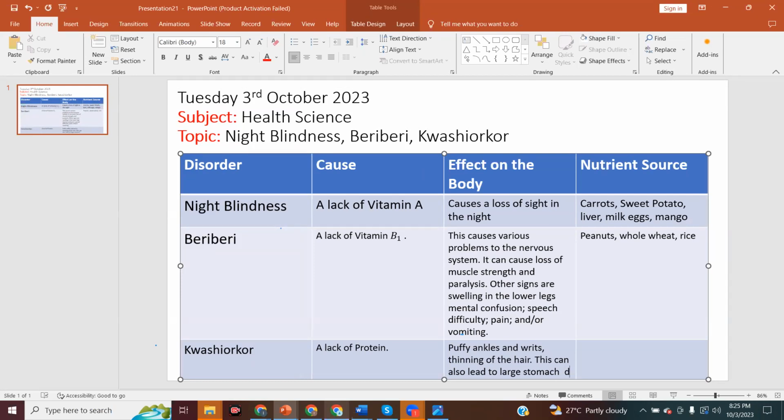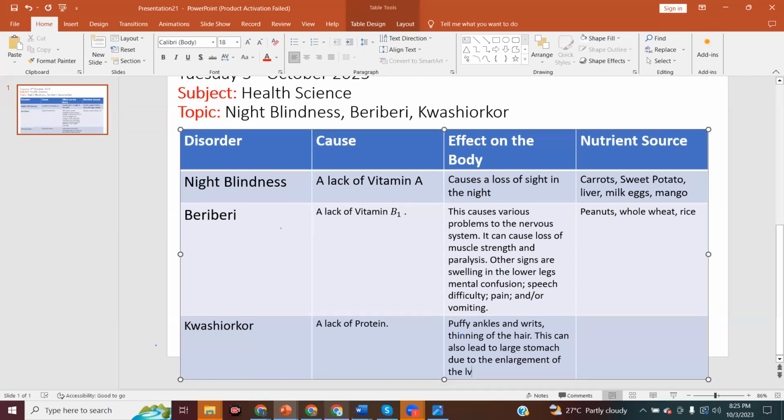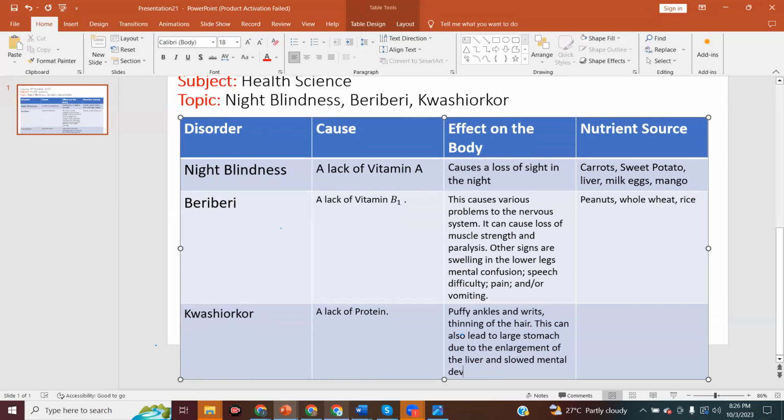Excuse me, Mr. Petit. Due to the puffy ankles, you mean like swollen ankles? Yes, sir. So due to the enlargement of the liver. What is the name of it again? Kwashiorkor. Okay, thank you. Enlargement of the liver and slowed mental development. If you don't get this treated, you can die from it.